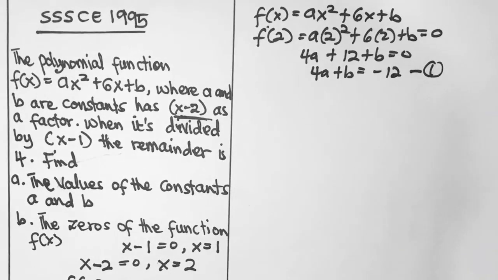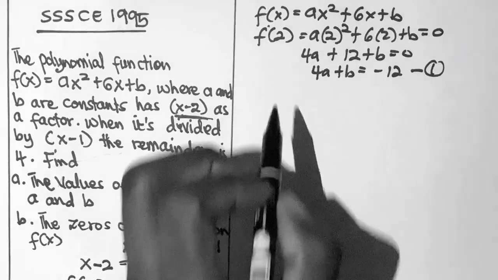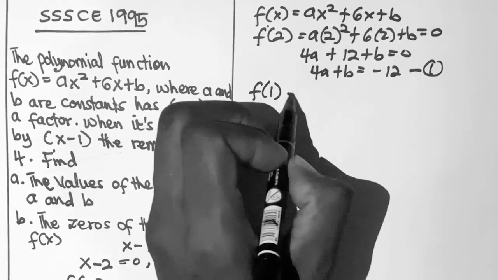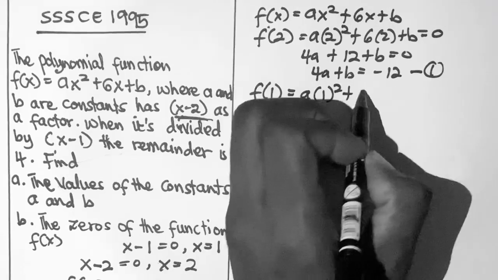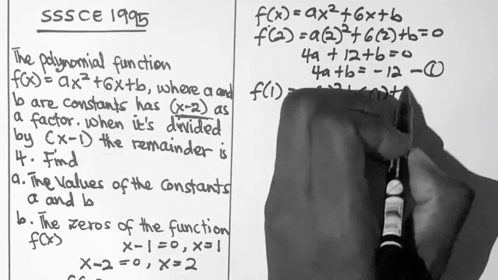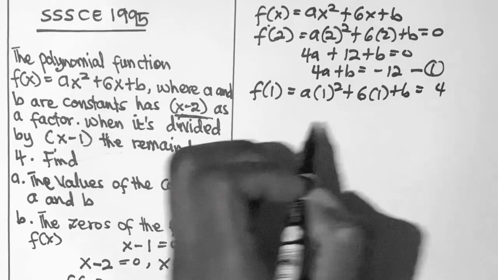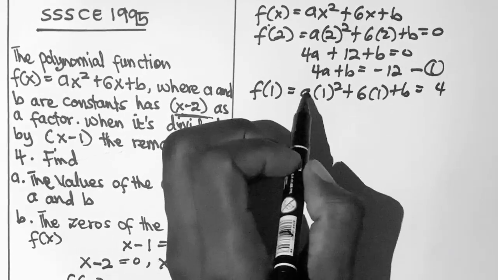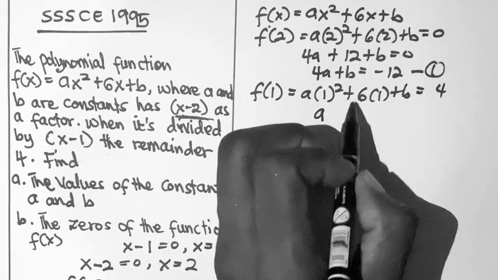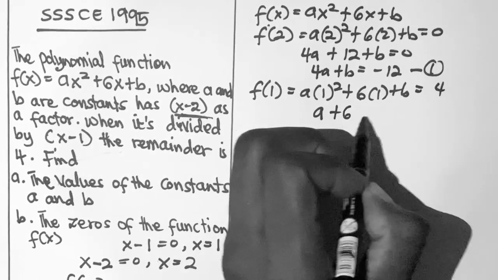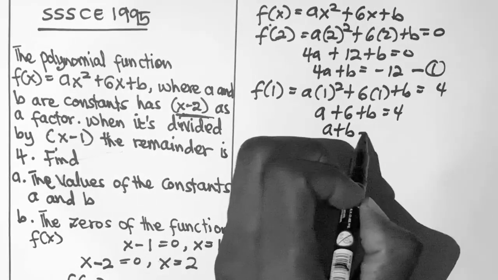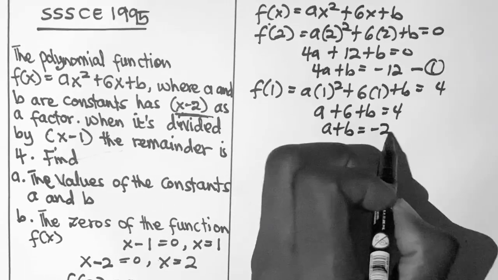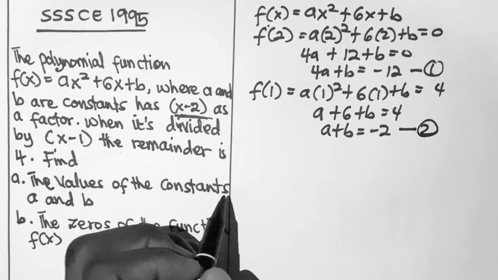Then now, if you come here, f of 1 is 4. So let's find f of 1. Wherever you see x, put 1. So a times 1 squared, then plus 6 times 1, then plus b is equal to 4. So 1 squared is 1 times a is a. Then 6 times 1 is 6, plus 6, then plus b is equal to 4. So a plus b is equal to 4 minus 6, which is minus 2. So this is equation 2.